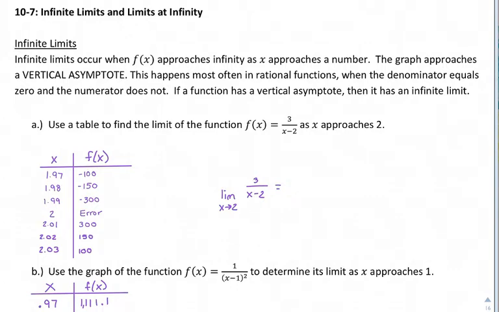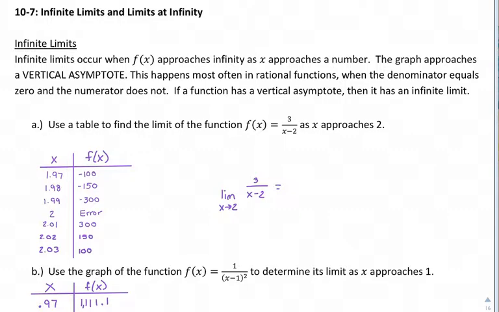So our last video in this unit is going to be about infinite limits and limits at infinity. So an infinite limit occurs when f of x approaches infinity as x approaches a number. That just means your x is going to be a number and then your y value is going to approach infinity or negative infinity. So the graph approaches a vertical asymptote.